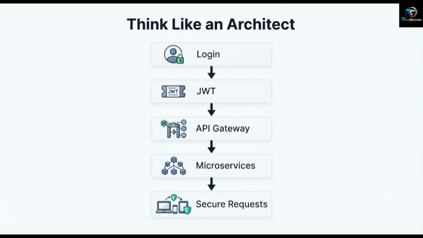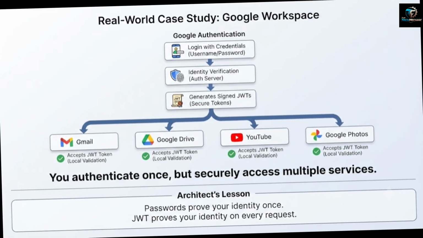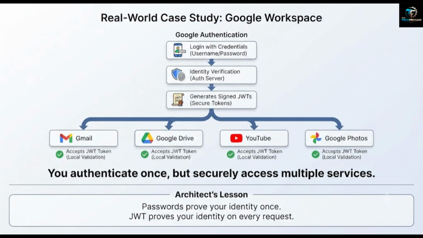Let's see a real-world case study for Google Workspace. Ever wonder how you can log into Google once and instantly open Gmail, YouTube, and Google Drive without typing your password again and again? Normally, a website needs to check who you are every single time you click a page. But asking for your password on every single click would be annoying, slow, and highly insecure. This is exactly where JWT, or JSON Web Tokens, come into play.